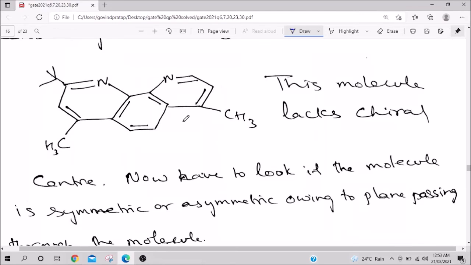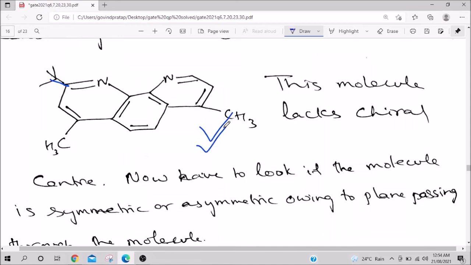Next is this. Now, it does not look like a plane of symmetry is there because on this side a tertiary butyl is there. Okay? It does not have a plane of symmetry like this, but it does not have a chiral center. Even if it does not have a chiral center, it can show a pair of enantiomers if it does not have a plane of symmetry, correct? Because here all the carbons are sp2 hybrid, so each has 3 bonds. None of the carbons has 4 different substituents.